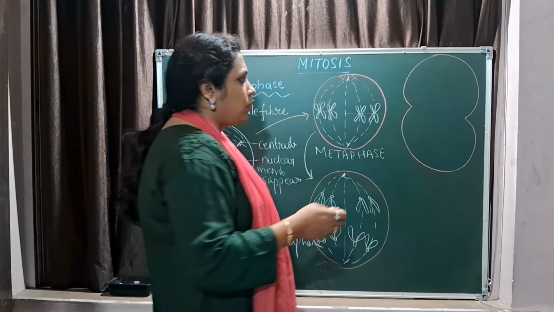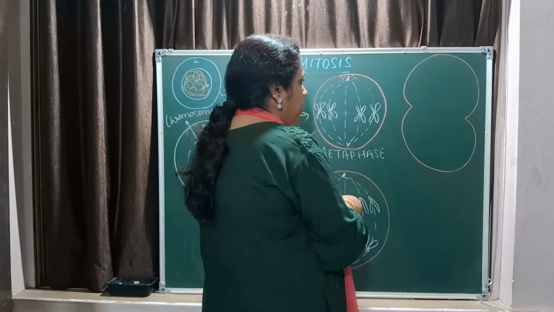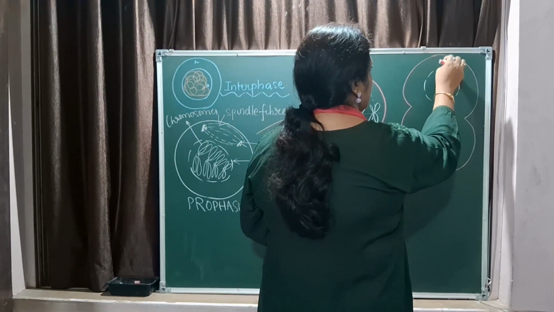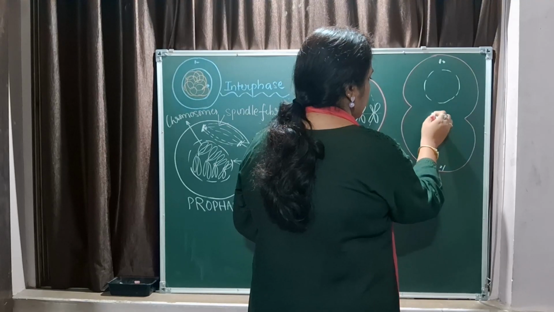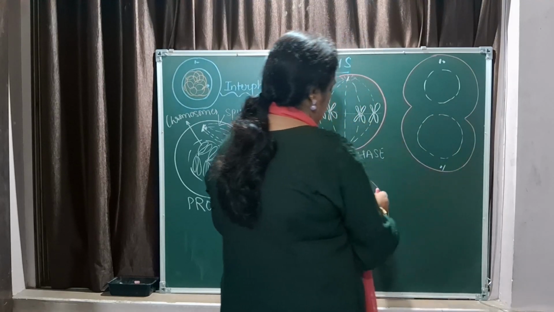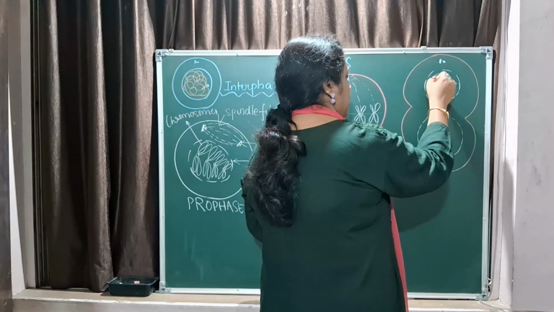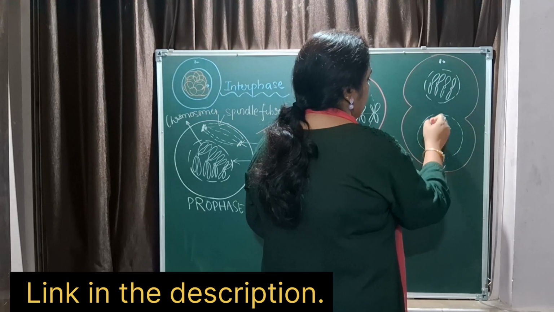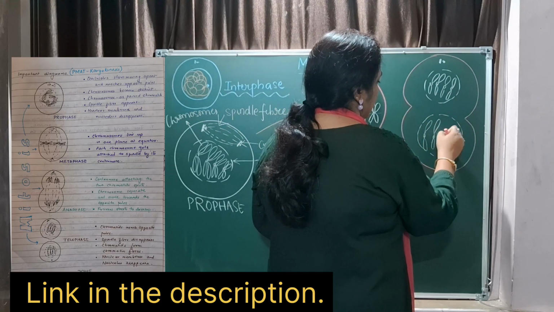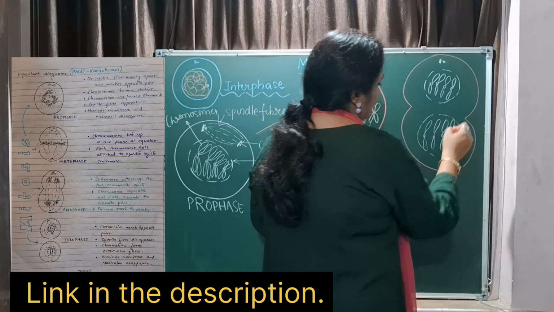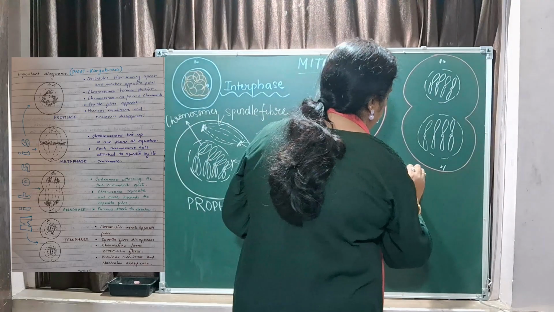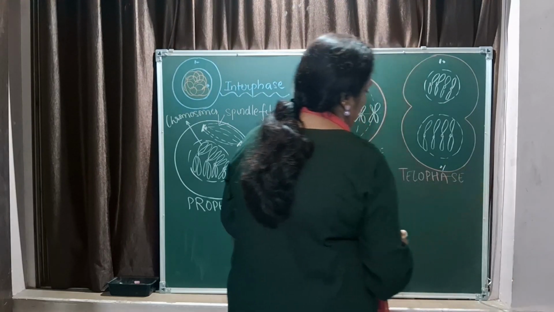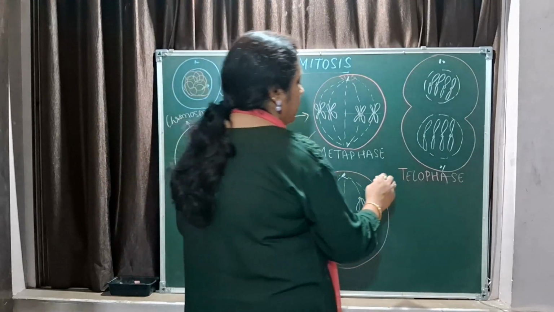So, let us go back to telophase. In telophase, what happens? The nuclear membrane reappears, and the centriole is towards the pole. And these chromosomes, you can see here, later they will again form the chromatin fibers. So, we started with one, finally we have received one only, right? So, now this is telophase.